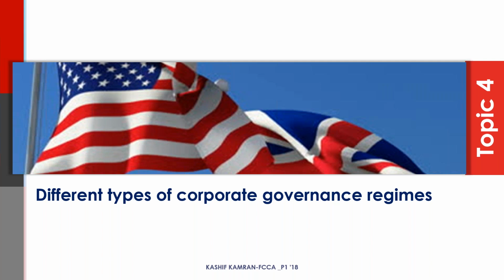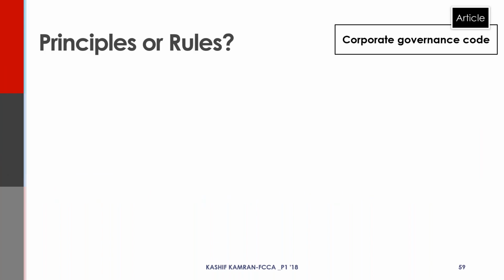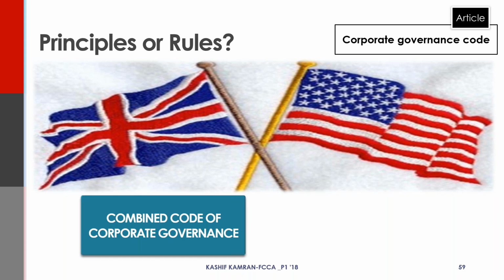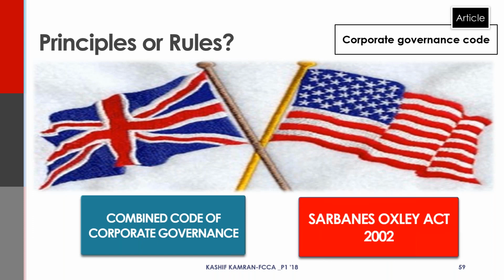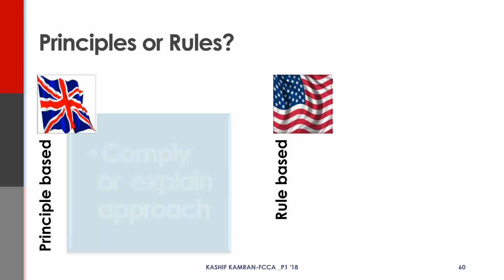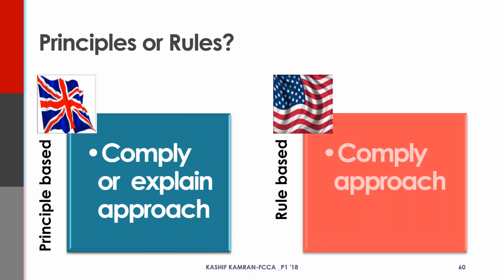Now in yesterday's class, we were discussing topic 4, different types of corporate governance regimes. In that discussion, we came across two sets of corporate governance. First being the principle-based, which is followed in the UK, the Combined Code of Corporate Governance, and second being the Sarbanes-Oxley Act 2002, being followed in the USA. Then we came across the major difference between principles and rules. Principles were a comply or explain approach, whereas the rule was a comply approach.